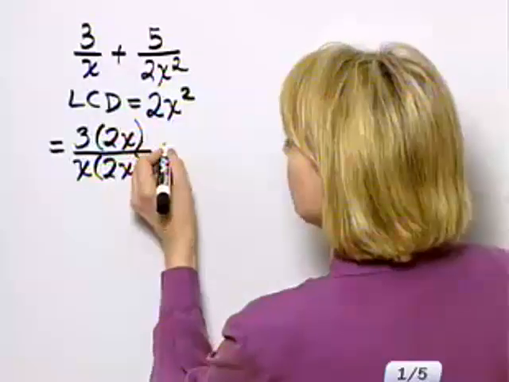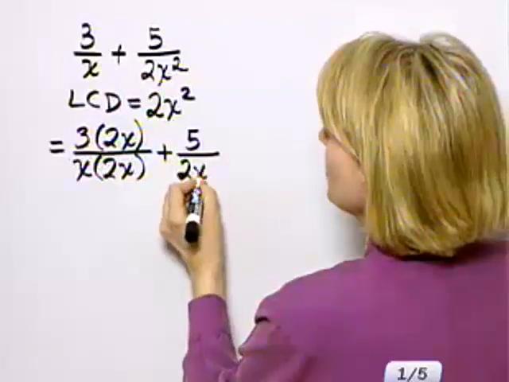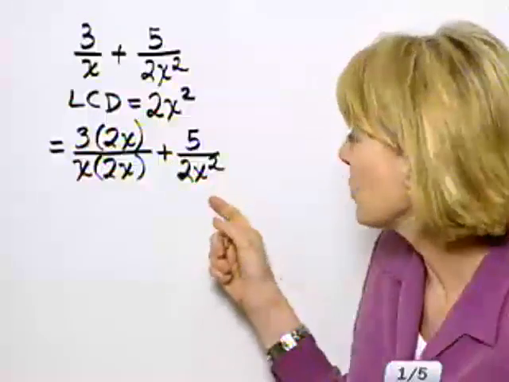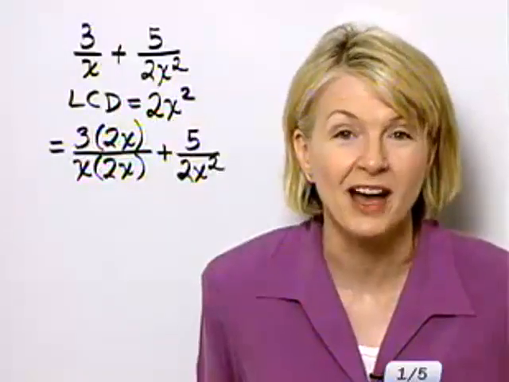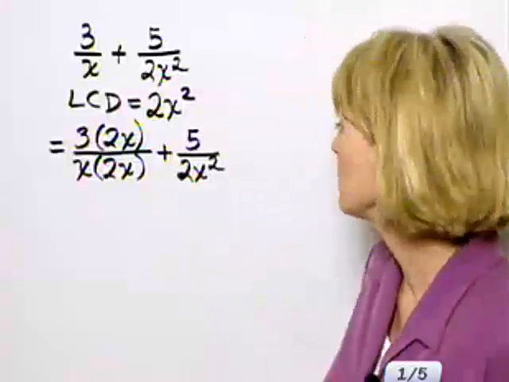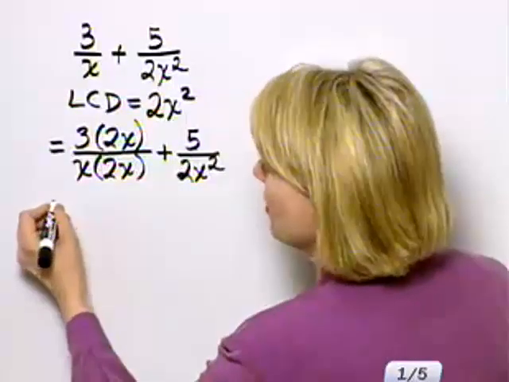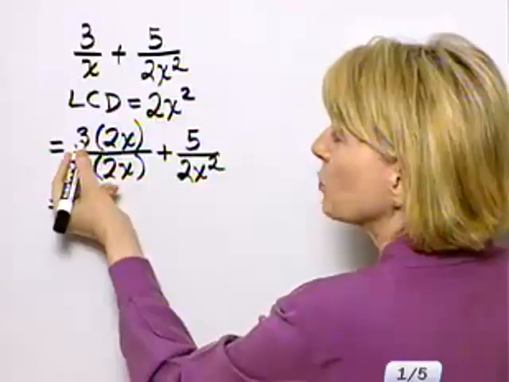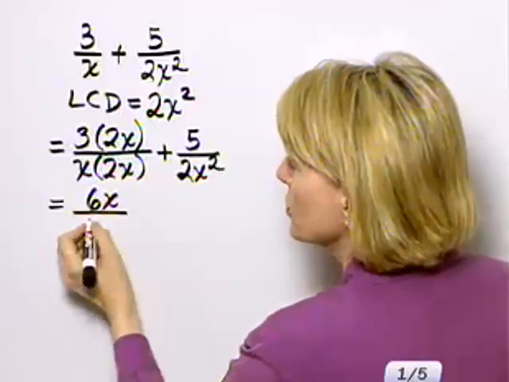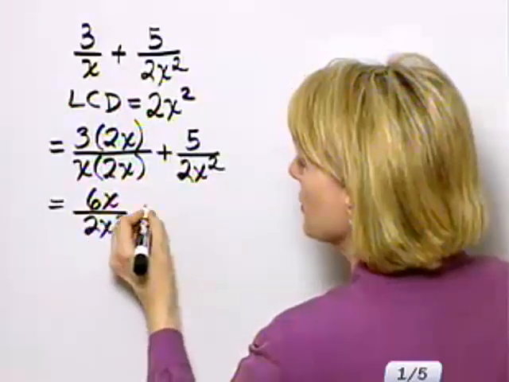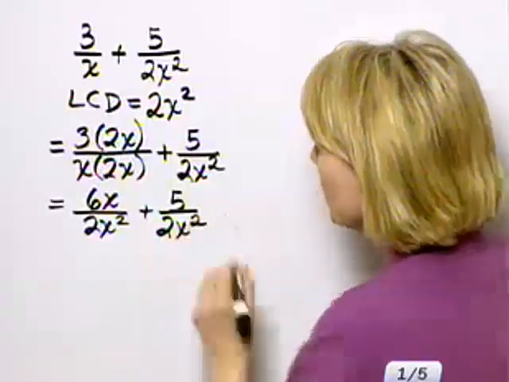Then plus, let's look at our next rational expression. Well, it just so happens that this denominator is the same as the least common denominator, so we don't need to multiply numerator and denominator by anything. So now, let's go ahead and write this as 6x over 2x squared plus 5 over 2x squared.